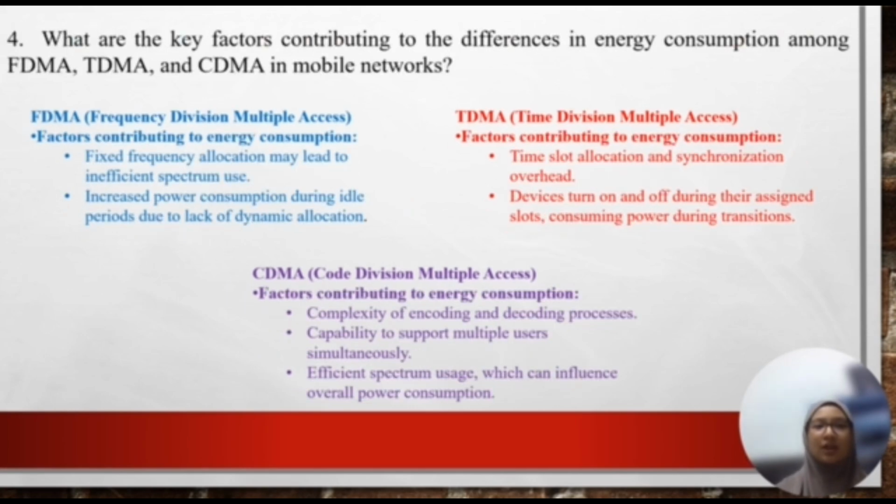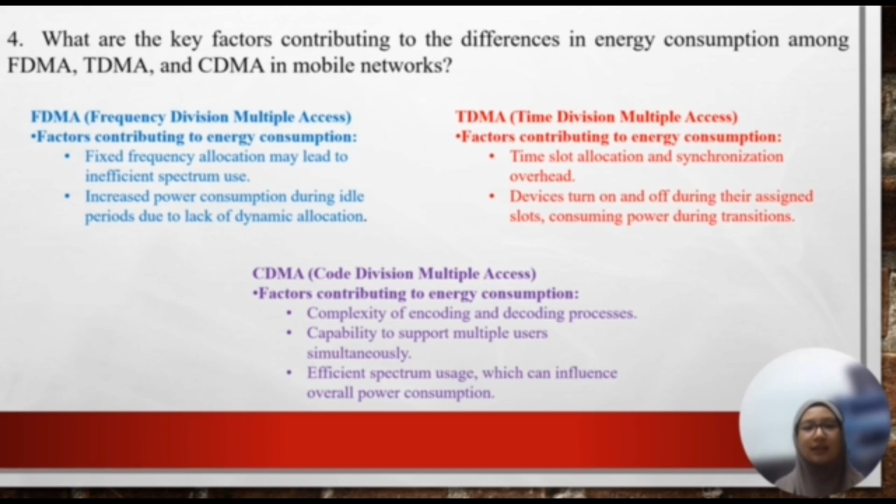And the fourth question, what are the key factors contributing to the differences in energy consumption among FDMA, TDMA, and CDMA in a mobile network? So for the FDMA, factors contributing to energy consumption: fixed frequency allocation may lead to inefficient spectrum use and increased power consumption during idle periods due to lack of dynamic allocation.